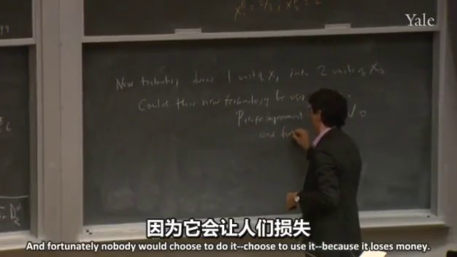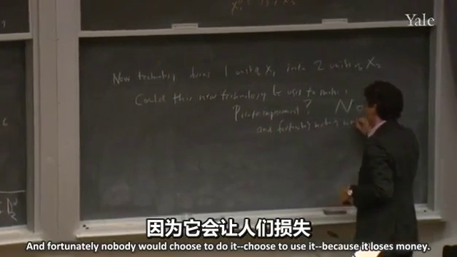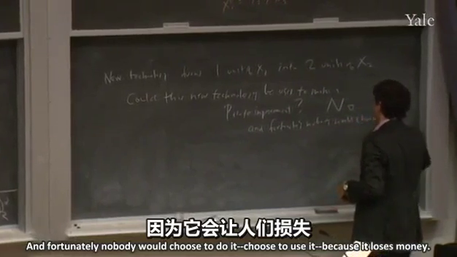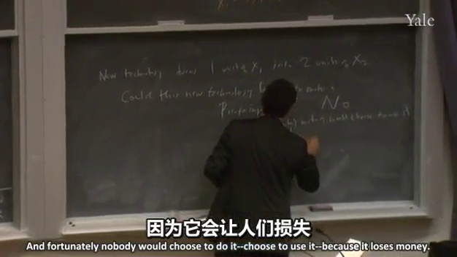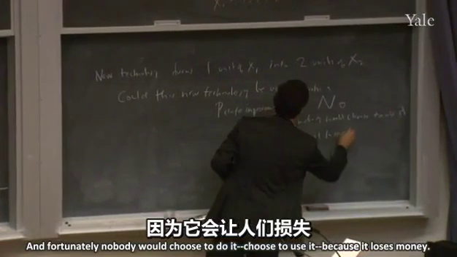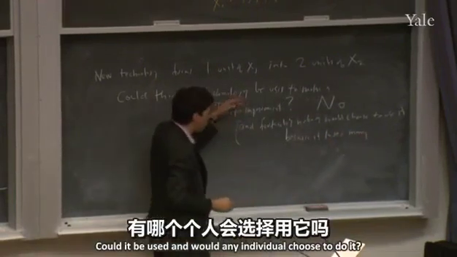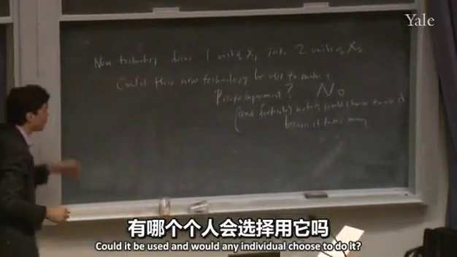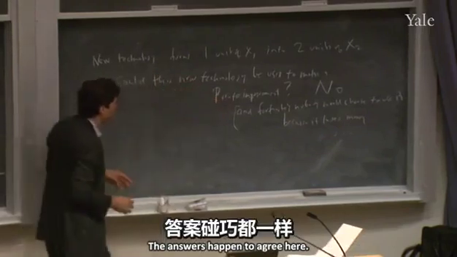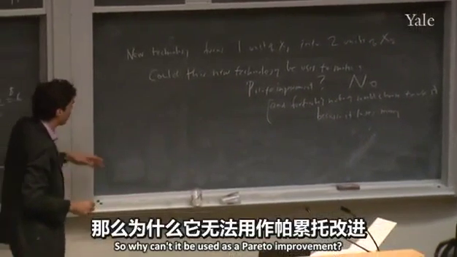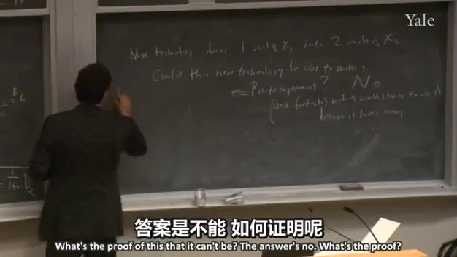And fortunately, nobody would choose to use it, because it loses money. Okay, so those are 2 separate questions. Could it be used, and would anyone, any individual, choose to do it? Would it be good for society, and would an individual choose to do it? The answers happen to agree here. So why can't it be used as a Pareto improvement? What's the proof of this? That it can't be. The answer is no. What's the proof?